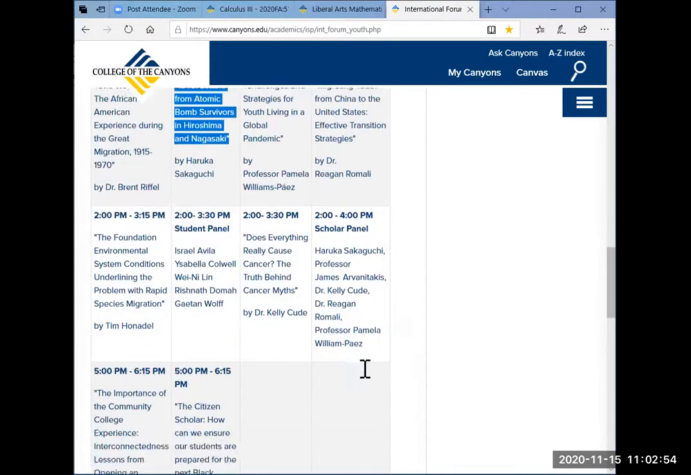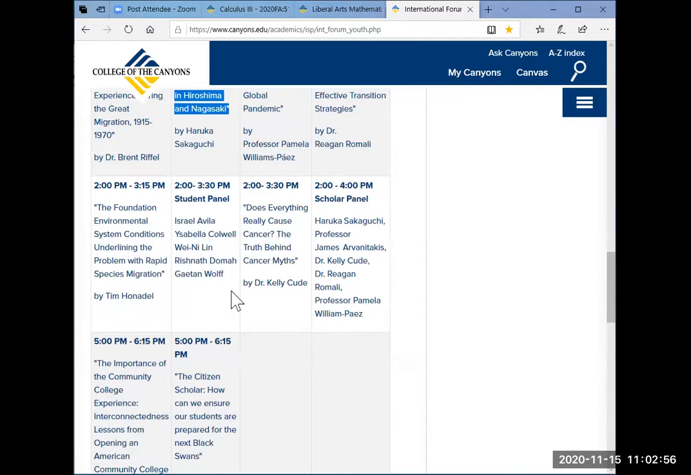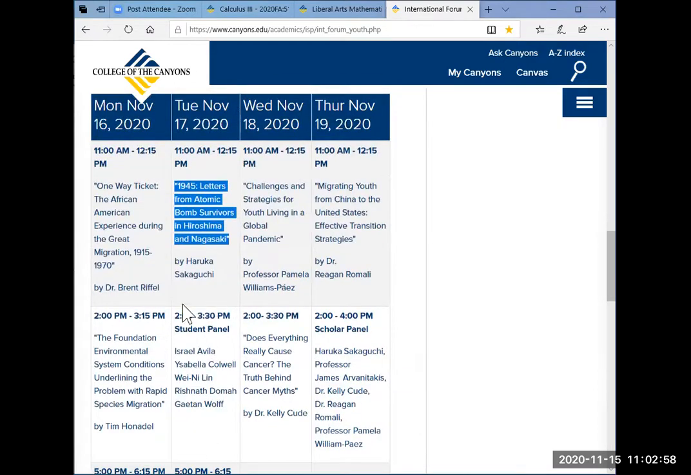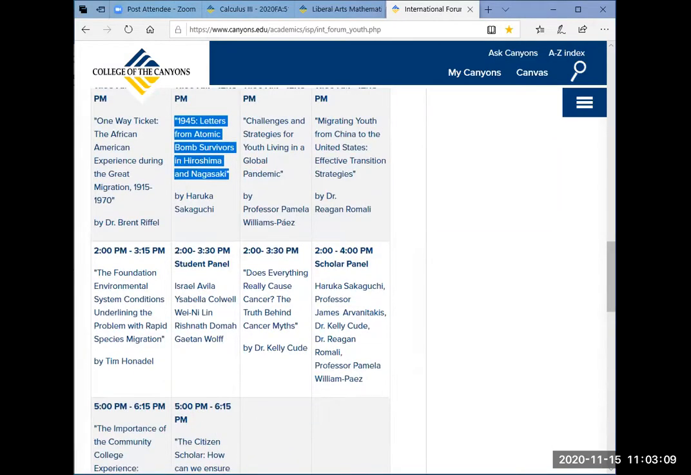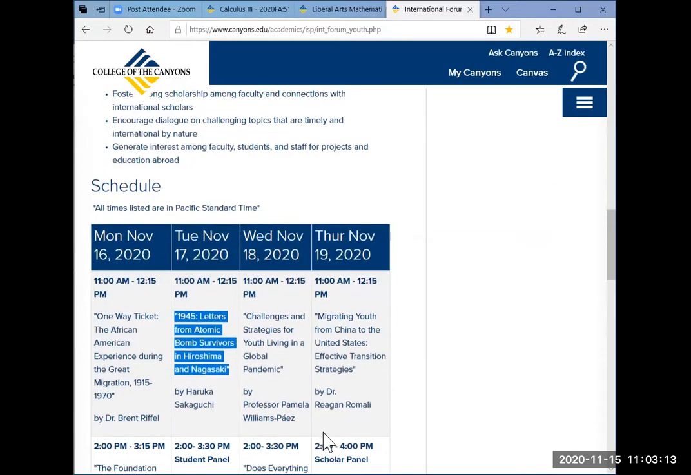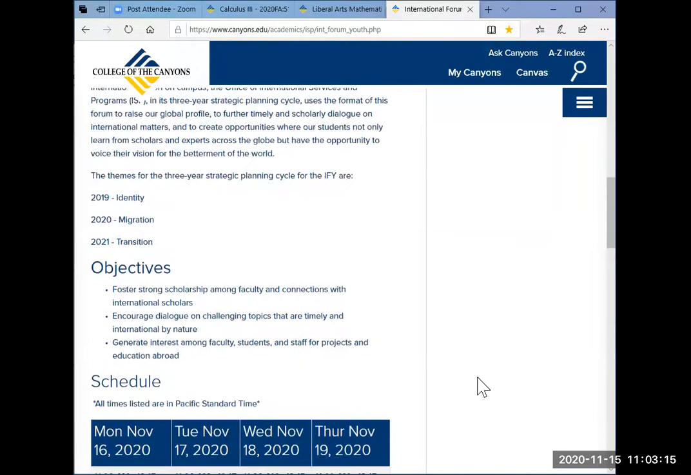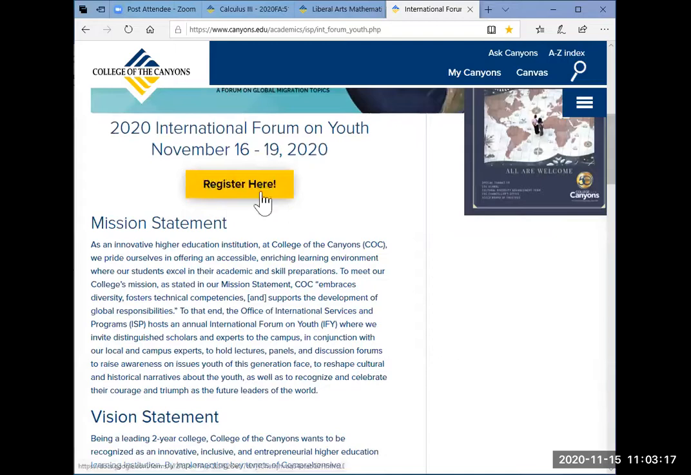Then you have a student panel later that day on Tuesday. They will be addressing issues and challenges faced by youths all over the world today. So this will be an interesting and, I think, a very good conference for you to attend. All you have to do is zoom in. You can register earlier if you like, right here, for any of these sessions.